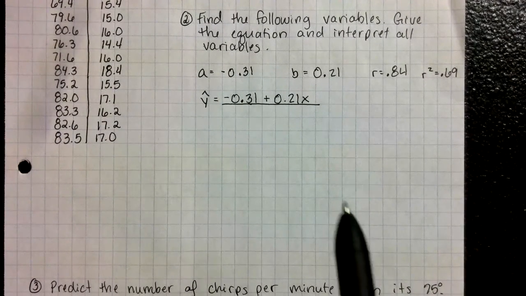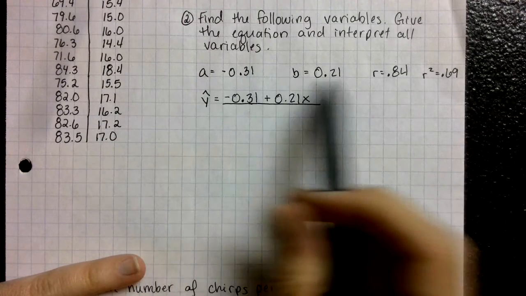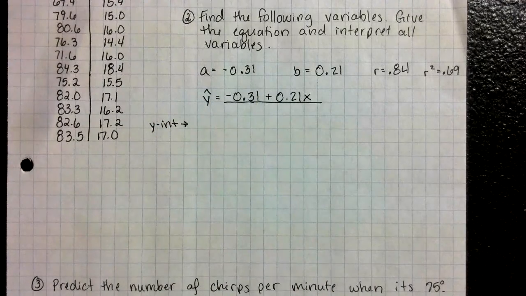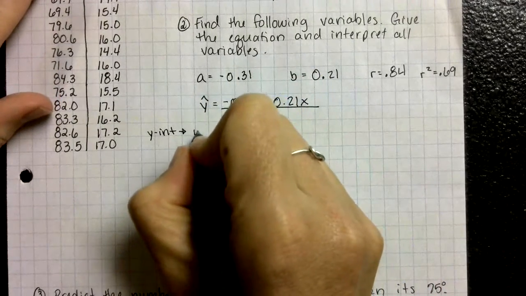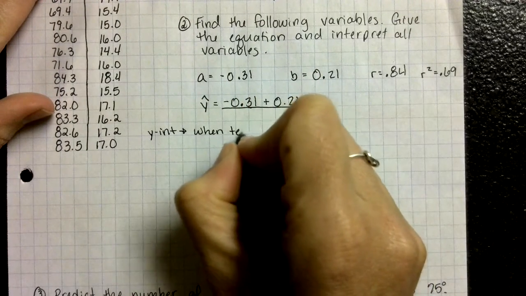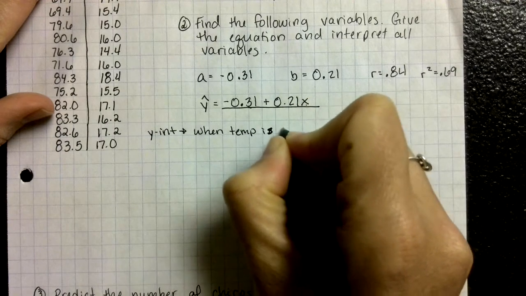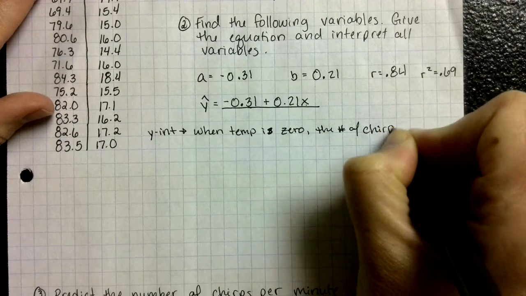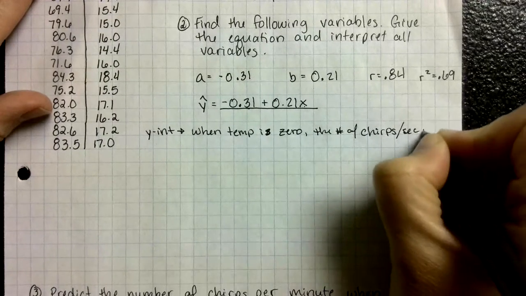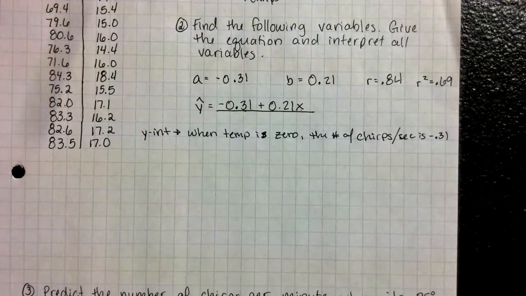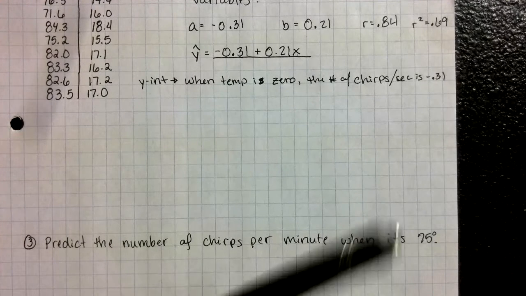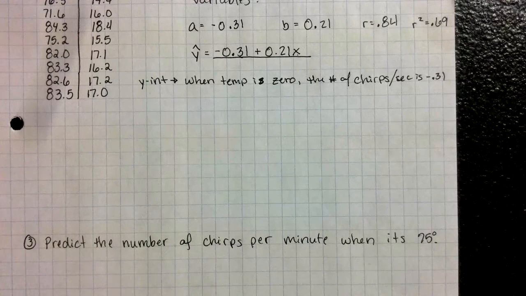So what I want to do is go through and interpret all of these values. A is my y-intercept. Okay, so my y-intercept means when x is 0, so when the temperature is 0, the number of chirps per second is negative 0.31. So this is one of those cases where your y-intercept is actually not meaningful, because one, if the temperature is 0, there's probably not going to be any crickets out, and two, a cricket cannot chirp a negative number of times per second.